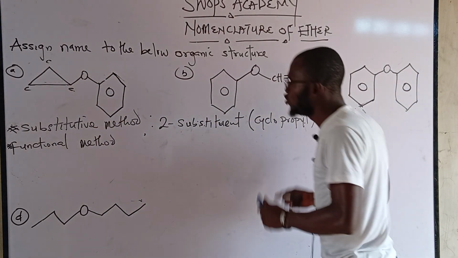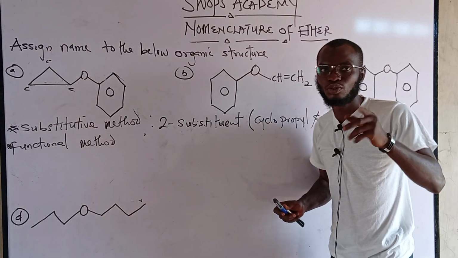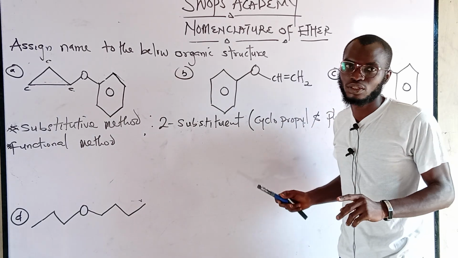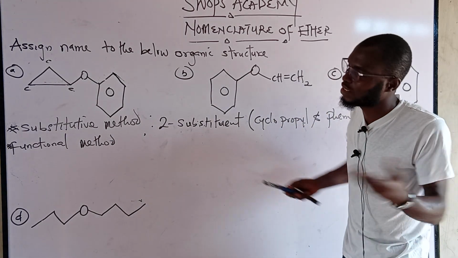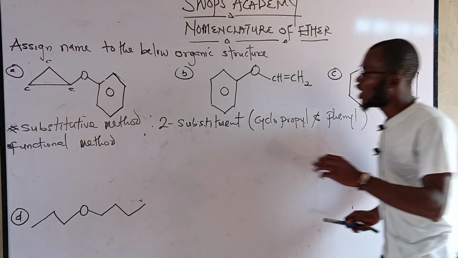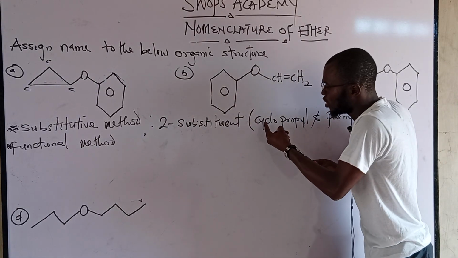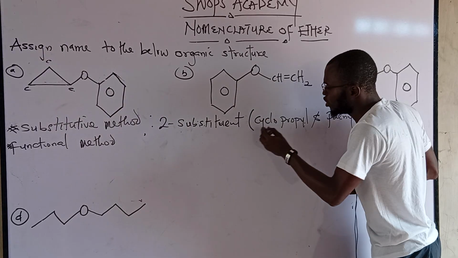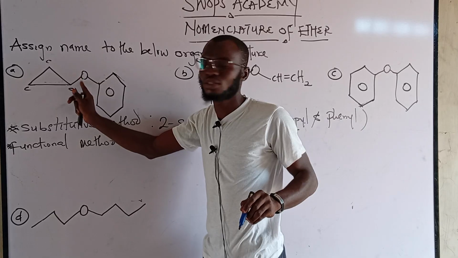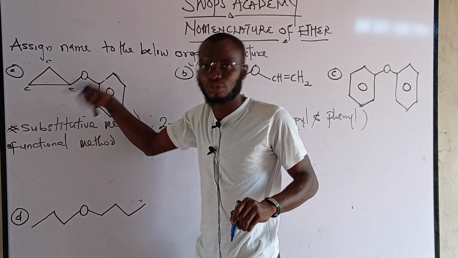Ether. What do you do when you have to use the substitutive method? Please, especially those at 100 level, please listen. Those A-level students, listen. And those YX students, I think just a few questions they can ask you based on this one. Are we together? How am I communicating? All you need to do is pick this one substituent here, which is what? Cyclopropyl. Pick that one. Then add it with this ether.